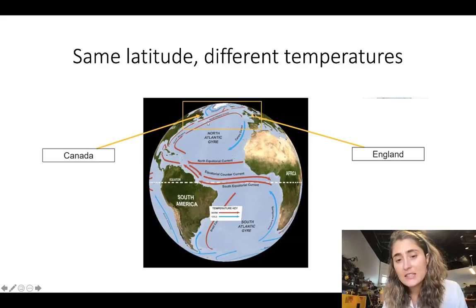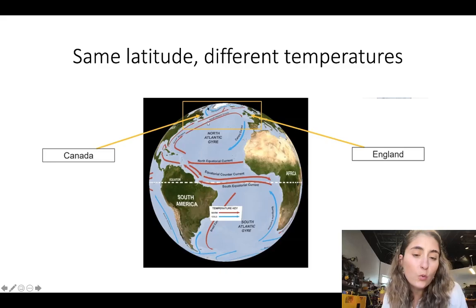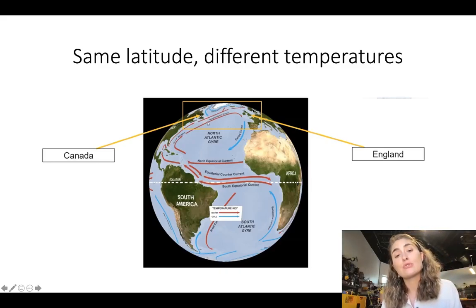England actually tends to be much warmer than Canada does, because this North Atlantic current comes and brings warm water here, whereas this Canada area has a cold water current that makes its way along its coast, and it is much colder. So even though they are at the same latitude, they are receiving different warm and cold ocean currents, and it directly impacts the relative temperature of the land, which is kind of what we were talking about on the first slide.